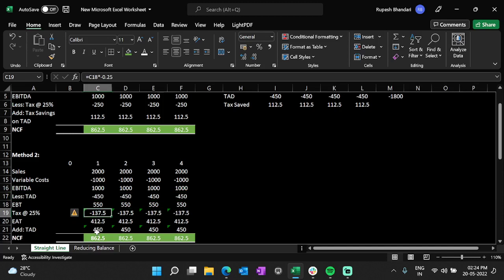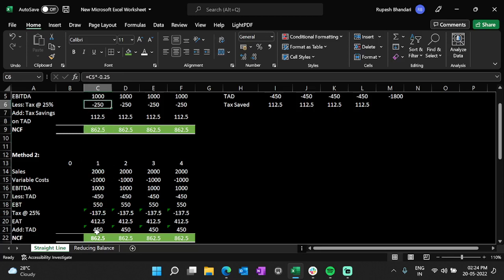You add back the TAD, as if the cash flow has not occurred, because you see depreciation is not a cash outflow. The cash flow is basically within the business itself. So what are we computing over here? We are computing the cash flow. Since the cash has not gone out, it needs to be in our cash flow. That's why we are adding it back. First we deducted it. Why did we deduct it? For tax purposes only, just to compute this tax.